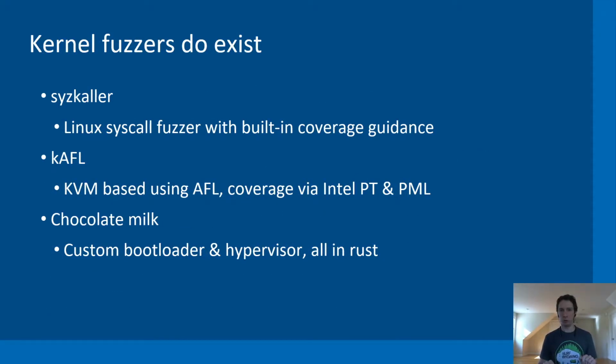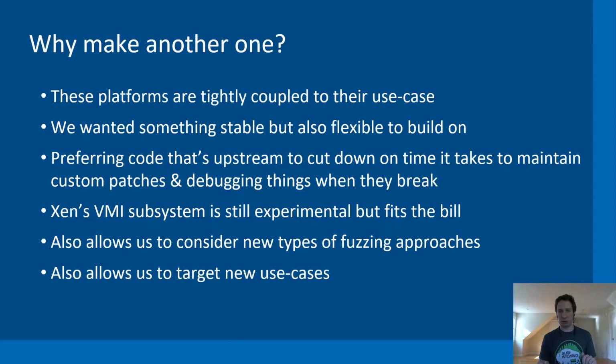So there are already kernel fuzzers out there, and these are just a select few that I'm familiar with. One might ask, why make another one? Simply said, our motivation to make this new system was that all the existing kernel fuzzers are very tightly coupled to their use case. For example, syzkaller is designed to fuzz the system call interface, and it does a really good job at it. But if we want to detect other things within the kernel or fuzz other interfaces that are not necessarily the system call interface, then it's not necessarily the best tool for the job.